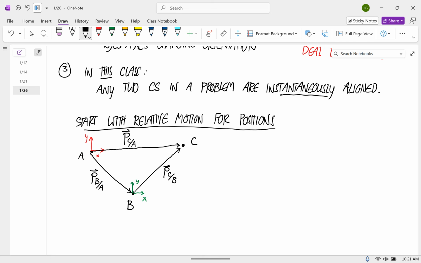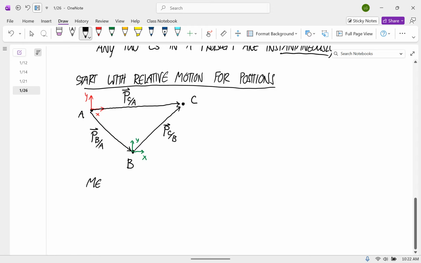So the position of C relative to A is what A sees, and the position of C relative to B is what B sees. These are both valid coordinate systems, and you can take measurements in either one of these. P of C relative to A is the measurement of C as measured by coordinate system A. Position of C relative to B is how the coordinate system at B measures the location of C. You've got to memorize this subscript meaning until it's just built in. It'll pay off. So here's the subscript meaning.